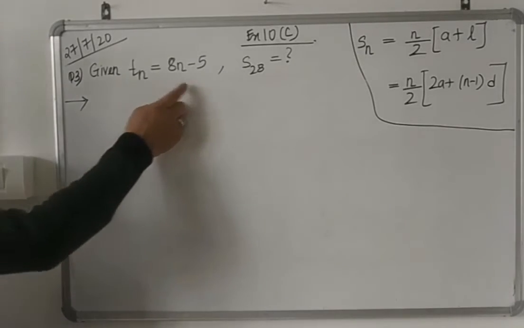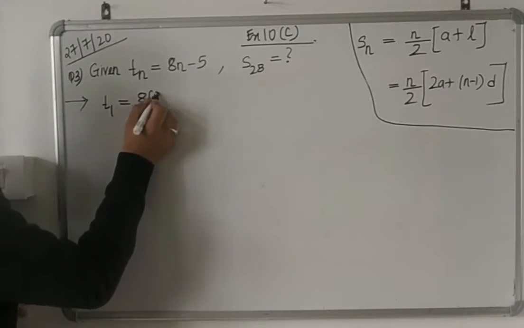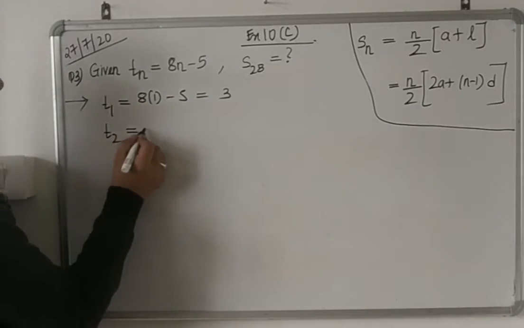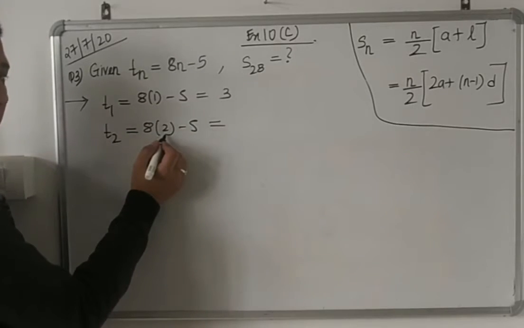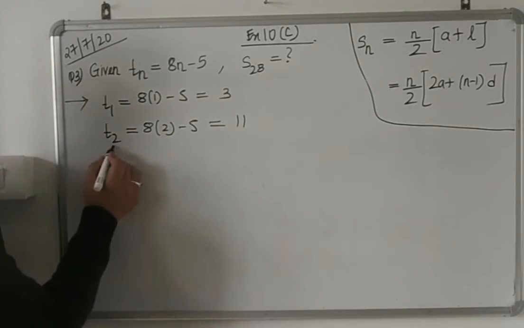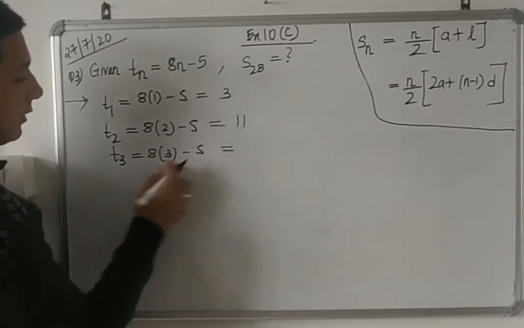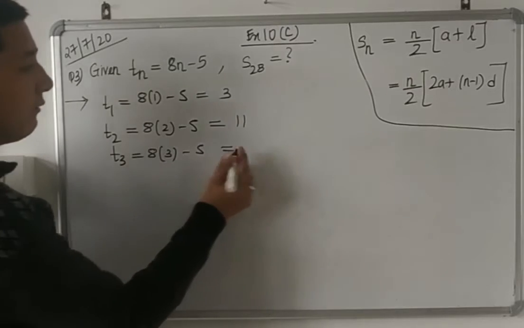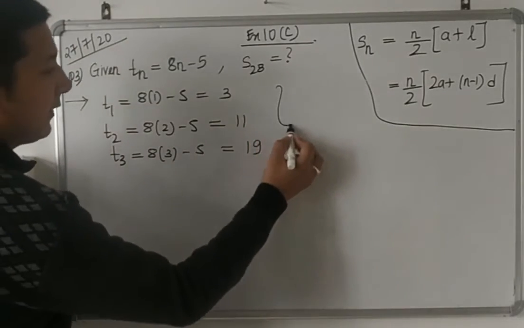Now nth term is this, then can I find the first term? The first term will be 8 into 1 minus 5, which will be 3. The second term will be 8 into 2 minus 5, which means 8 twos are 16, and 16 minus 5 will be 11. Okay, we can find the third term as well. 8 into 3 minus 5, 8 threes are 24. 24 minus 5 is 19, isn't it? So in this way I can find.